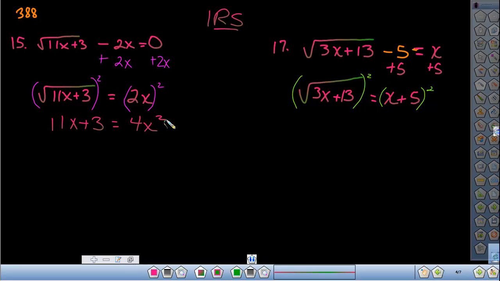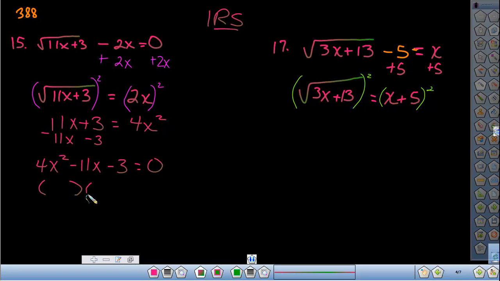4x squared. Whenever you have a second-degree equation, we're going to solve that using our methods for solving quadratics, and that gives us many different ways of doing so, but the first thing we need to do is get it into standard form. That means getting everything over on one side and setting it equal to 0. So I'm going to bring the 11x and the 3 over to join the 4x squared, and when I do, I'd like to change sides, giving me 4x squared minus 11x minus 3 is equal to 0, and you can use the quadratic formula if you'd like, or you can solve by factoring.